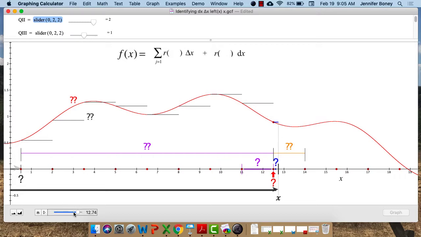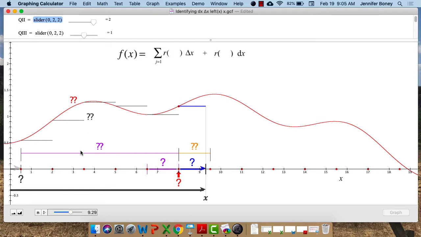There we go. We've seen it moving. My computer's not a very happy camper right now.